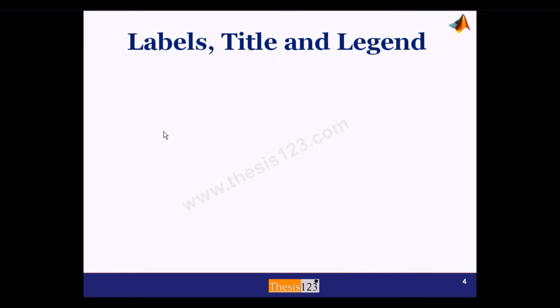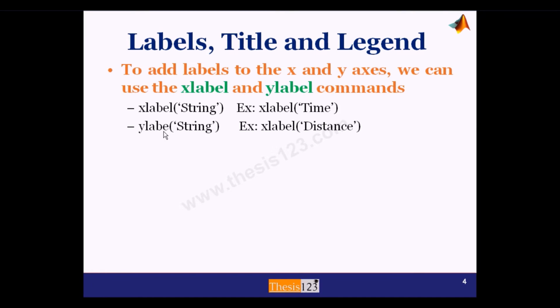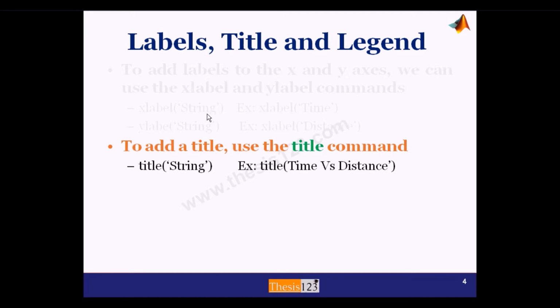Let us see the XY labels, title and legend. The syntax of the X label and Y label is xlabel of string. For example, xlabel of 'time' and ylabel of 'distance'. Similarly for the title, you have title of string, and the corresponding example is title of 'time versus distance'.